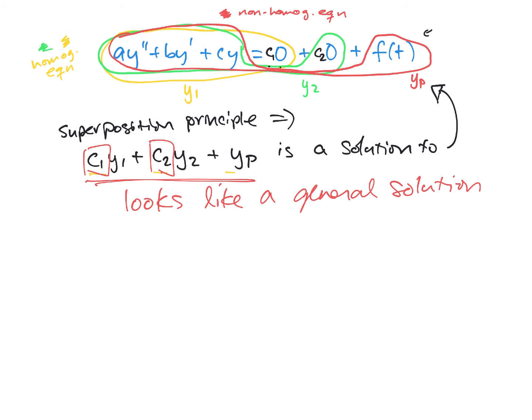So I will write this down in the theorem. Although I'll say first that it looks like a general solution if y1 and y2 are linearly independent, just like we had in the homogeneous case. Okay, so that's going to go in the statement of the theorem.